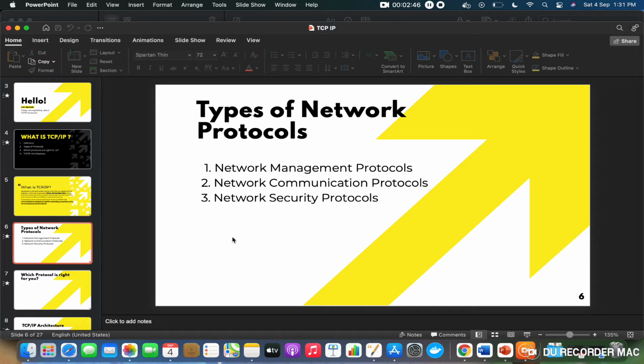If we talk about communication protocols, there are different types of communication protocols available: TCP/IP and HTTP. And if we go through the network security protocols, there are different network security protocols. They are HTTPS, Secure HTTP, SFTP, Secure FTP, and SSL, Secure Socket Layer.